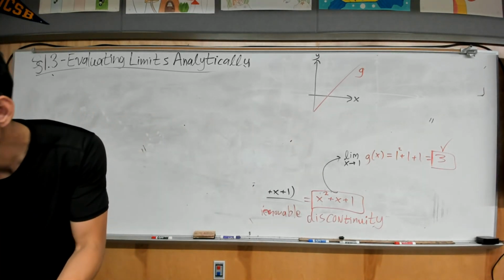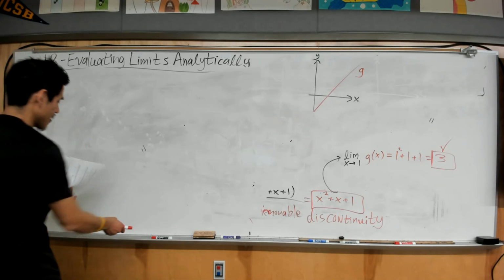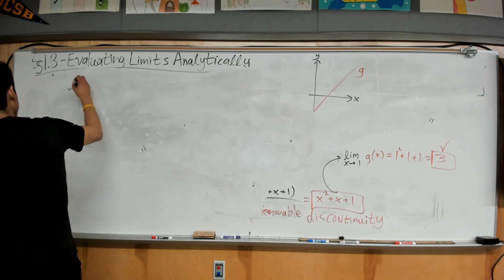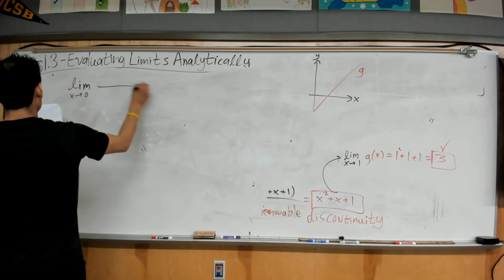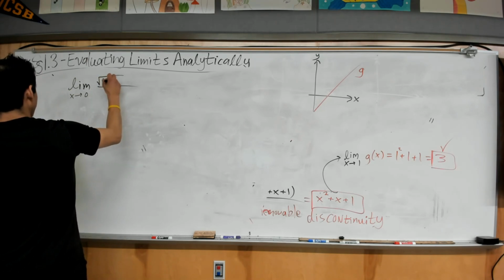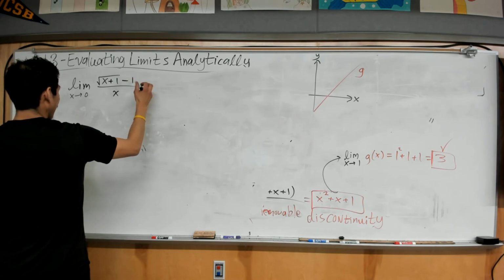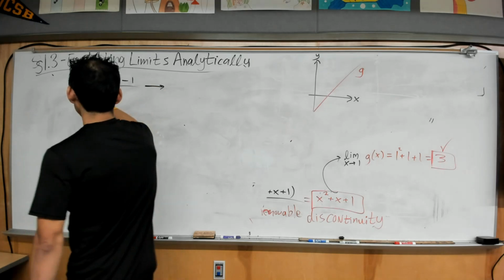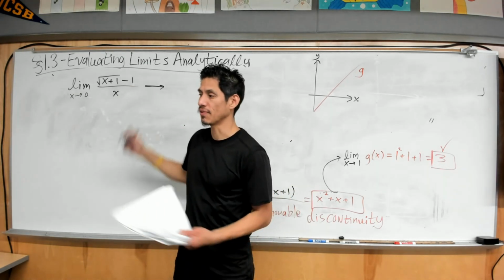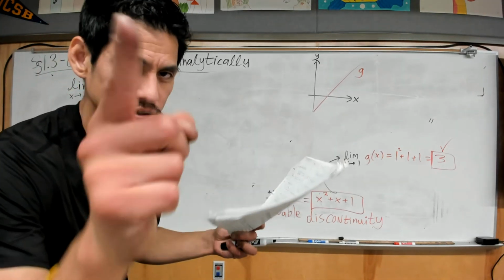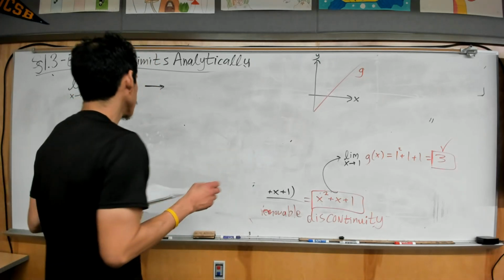Okay, so find the limit as x approaches 0 of the square root of x plus 1 minus 1, over x. Now, when you plug in 0, you're going to get the square root of 1 minus 1, so 0 over 0 again. That's not good, and we can't just remove it by factoring. So what do we do? We use rationalization; we multiply by the conjugate.